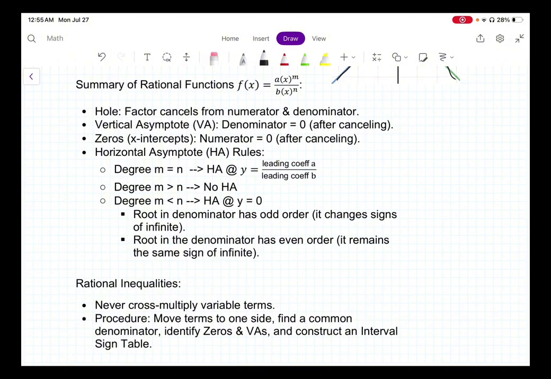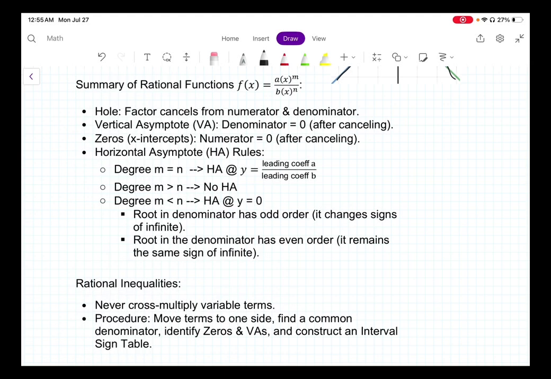A degree of m greater than n means no horizontal asymptote, and a degree of m less than n means a horizontal asymptote at y equals 0. And if a root in the denominator has an odd order, it changes signs of infinite. And if a root in the denominator has an even order, it remains the same sign of infinite.